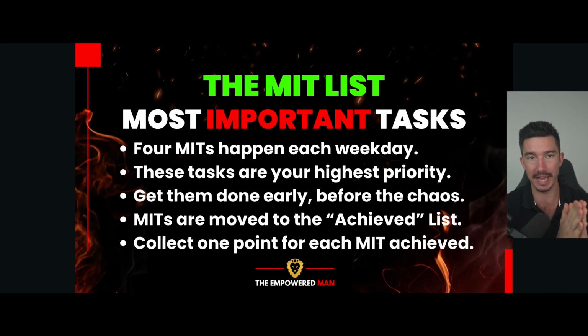Now, when you complete a most important task, you're going to move it into the achieved list, and you're going to collect 1 point for every single most important task you achieve. So 4 points a day, Monday to Friday, means 20 points a week. Let's navigate over to the Empowered Man app to show you what this list looks like.